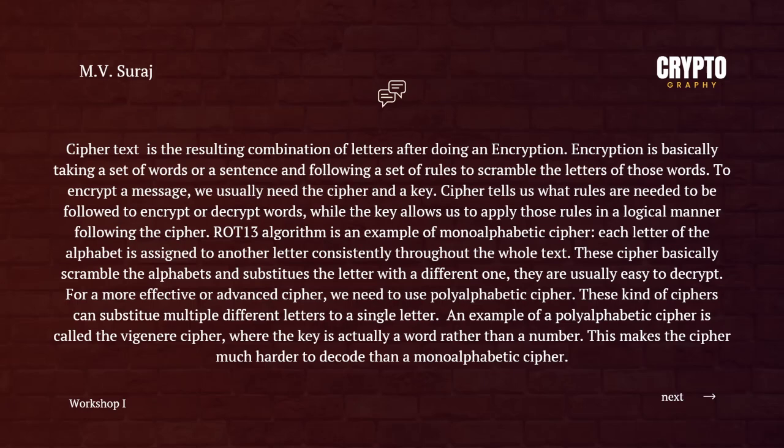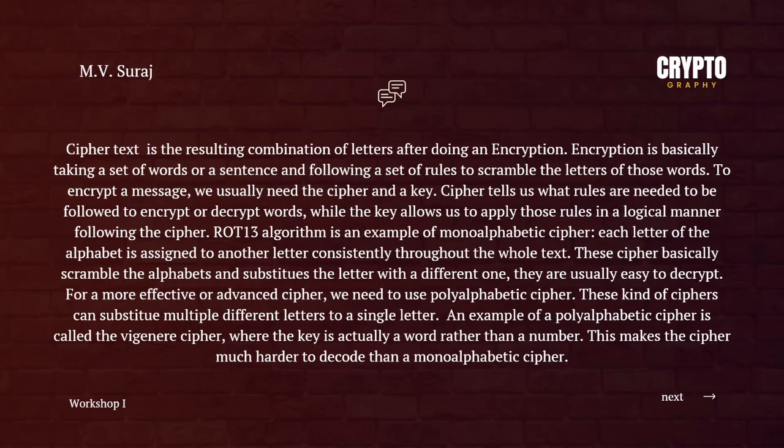So since this is not effective, or this is pretty easy to decrypt, we need a more advanced type of cipher. So we have the polyalphabetic cipher. This kind of cipher can substitute multiple different letters for a single letter. So in a sentence, A might be replaced as B, and it could also be replaced as C, or maybe additionally even D. So as you can see, you can replace one letter with all the other letters.